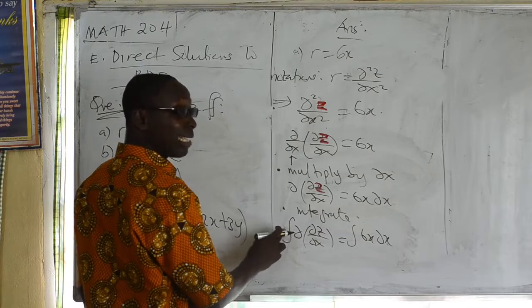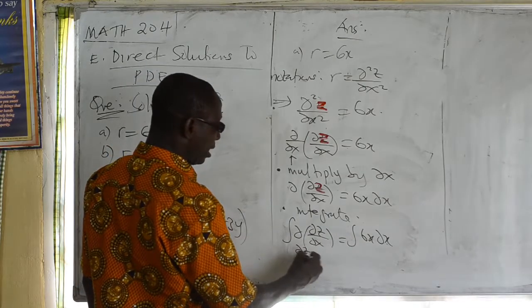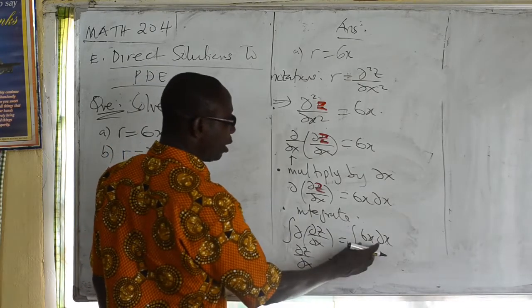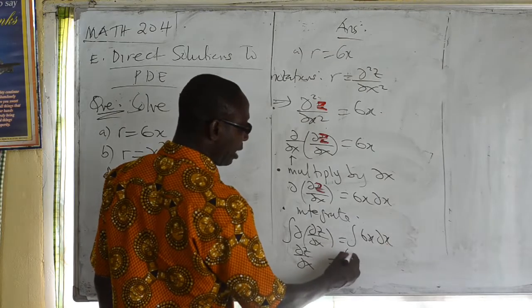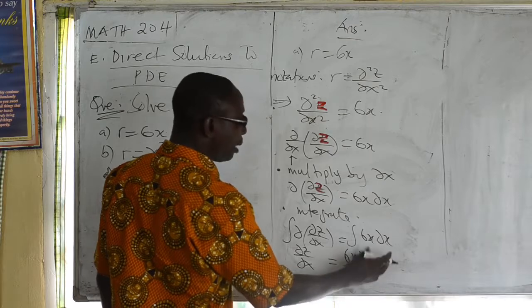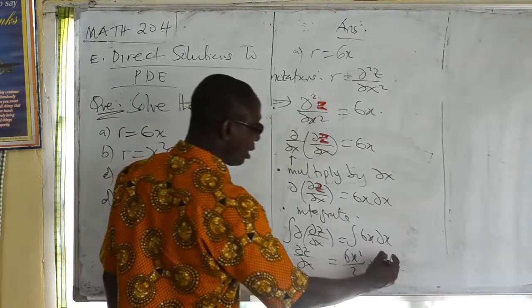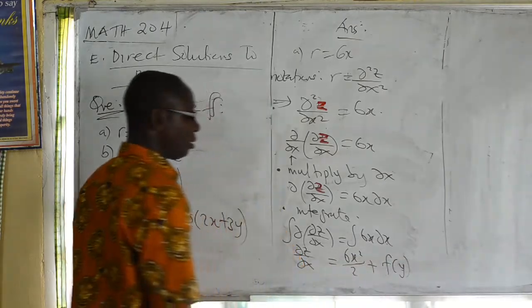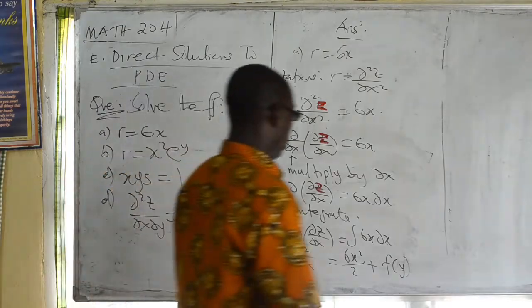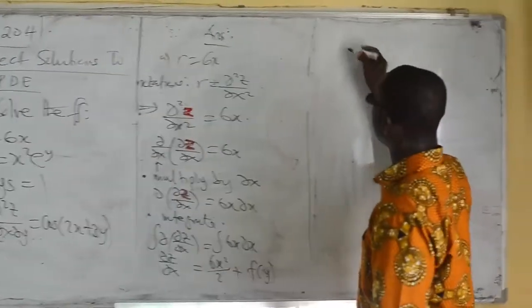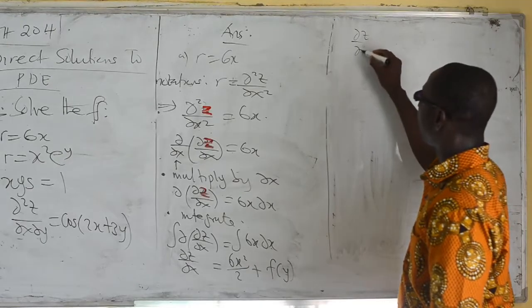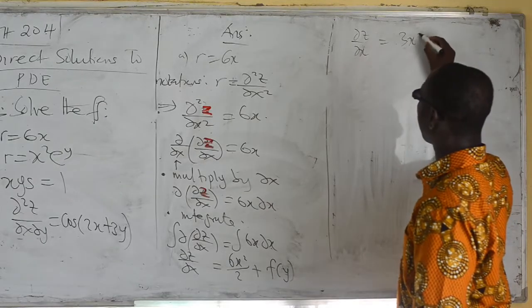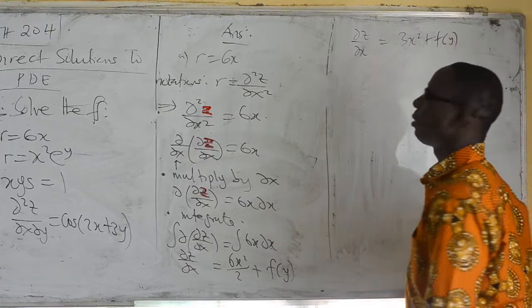Now this and this will cancel to get partial Z with respect to X. When you integrate 6x with respect to X, you're going to get 6x squared over 2. The constant for partial integration is f of a different function, y. Good. So this gives me partial Z with respect to X is equal to 3x squared plus f of y.